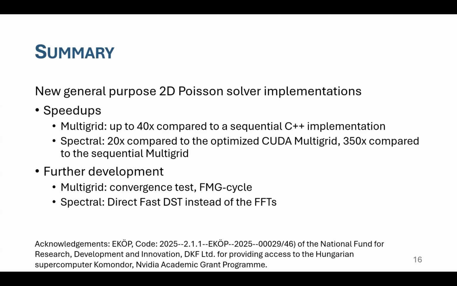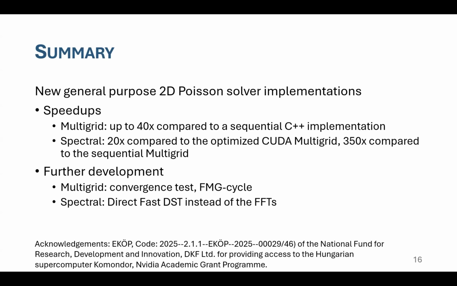And I'd like to quickly summarize. So we have designed and implemented our own in-house two-dimensional discrete Poisson equation solvers. We have achieved relatively high speedups compared to host side, sequential C++ and MATLAB benchmarks. And we have beaten our own multigrid implementation with this spectral solver.